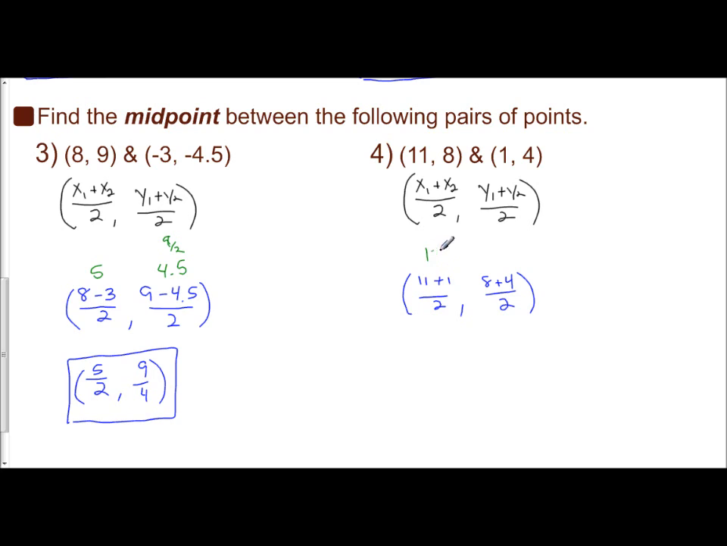11 plus 1 is 12. 8 plus 4 is 12. So really I have 12 divided by 2, which is 6 for the x, and I have 12 divided by 2, which is 6 for the y. So the midpoint is represented by the coordinate 6, 6.